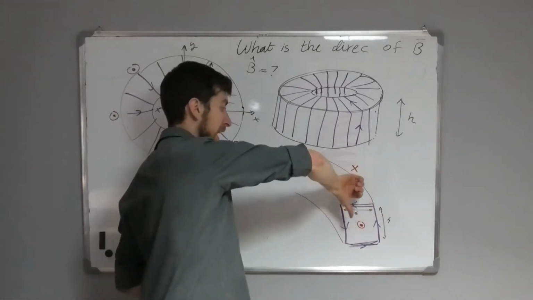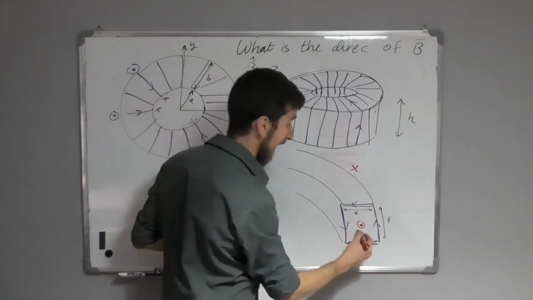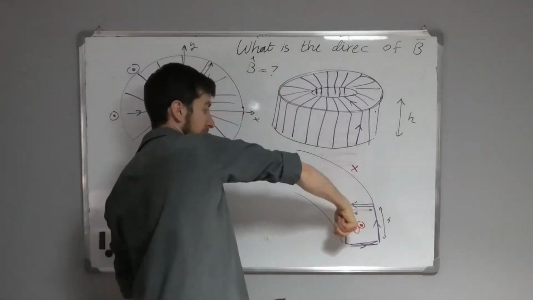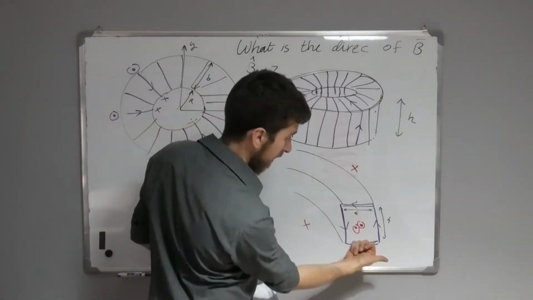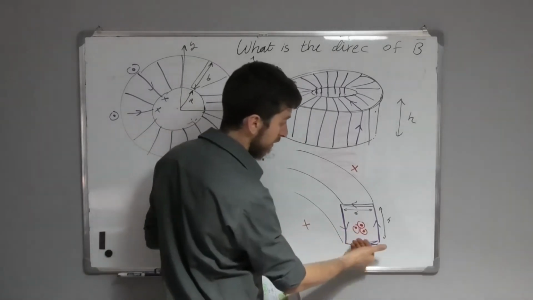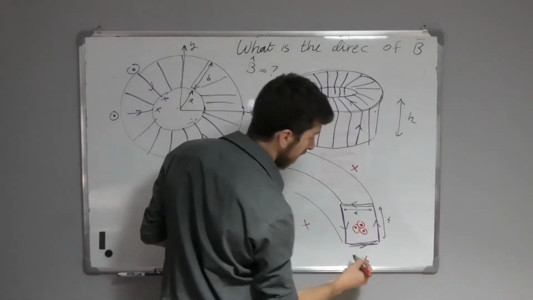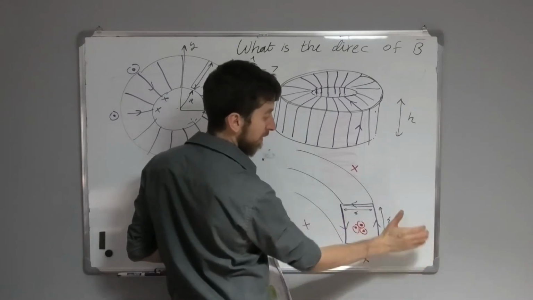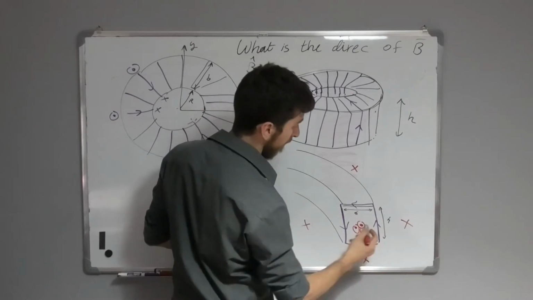If I'm taking my hand with the current, I can see that from here it's again going out, and here it's going inside. And if I'm going here, again it's going this direction, right? And here I finish the circle, I want to get inside here. So this is an X.